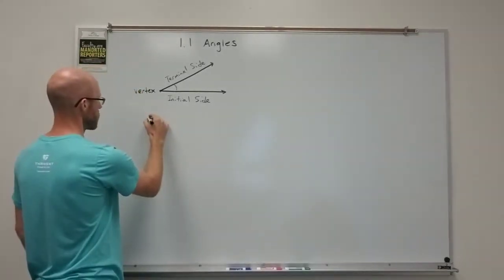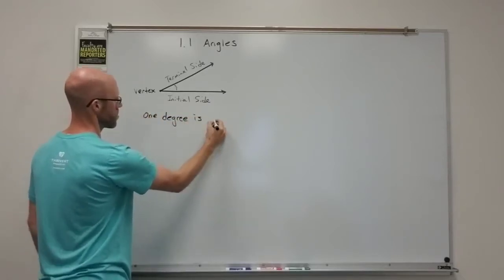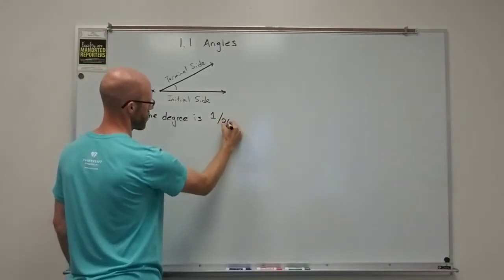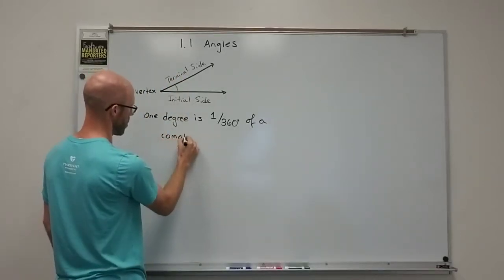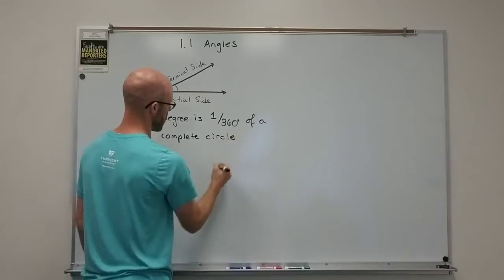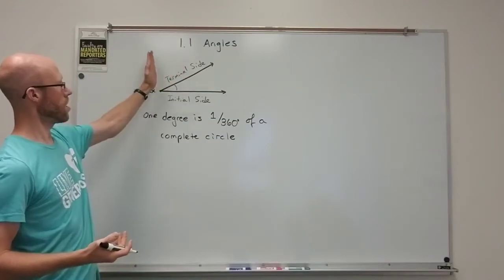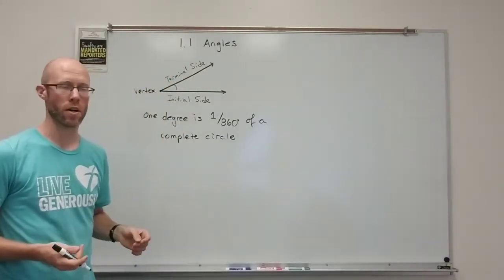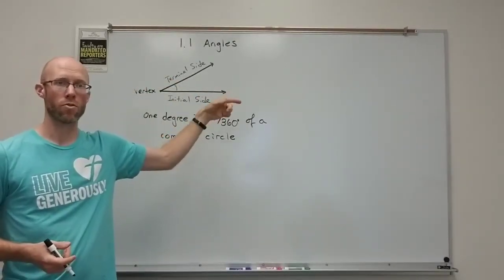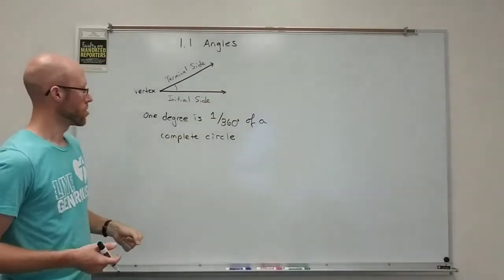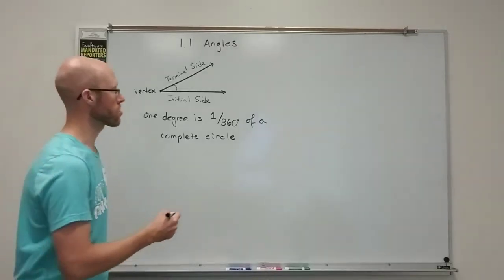So 1 degree is 1/360th of a complete circle. If you imagine an angle, this angle could open up all the way around to a circle. If this angle opened all the way around, you would have 360 degrees. So 1 degree is a 360th. It's a small portion of that complete circle.